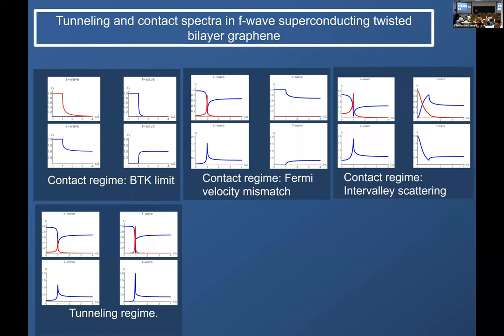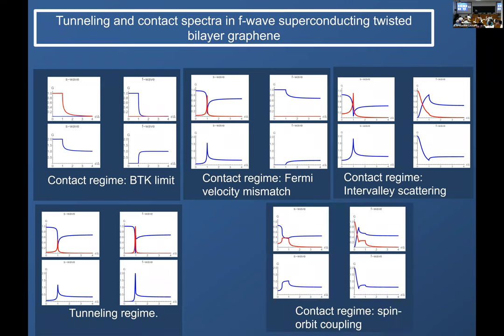If you are in the tunneling regime, things are similar, but then you miss the Andreev backscattering in the S-wave case. And you don't have a lot of Andreev scattering either, but you still have a resonance due to the presence of these states, because here I have weakened it, as the tip is supposed to be removed from the sample. The inter-valley tunneling is weaker here, but you still have a resonance in the case of F-wave tunneling.